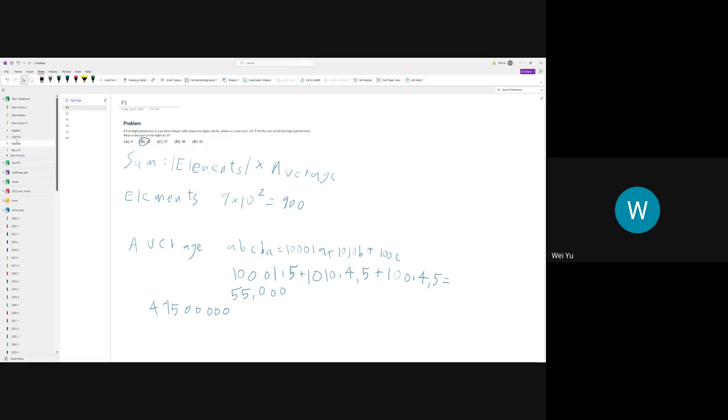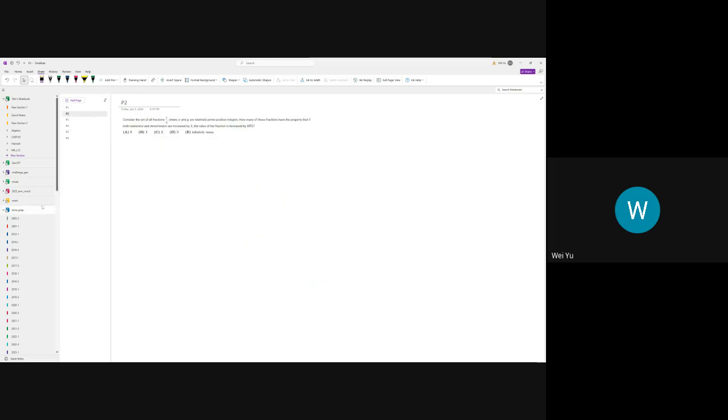Okay, let's move on to problem 2. For problem 2, we consider the set of all fractions x over y, where x and y are relatively prime positive integers. And then we have to see how many of these fractions have the property that if both the numerator and denominator are increased by 1, the value of the fraction is increased by 10%.